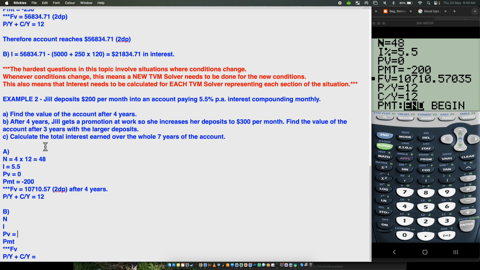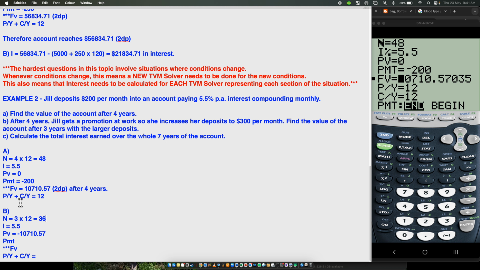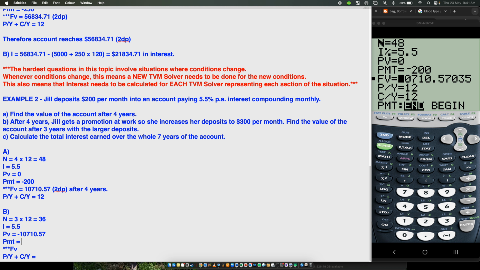So PV, how much did Jill get the account to after 4 years? 10 grand, $710.57. But where is this money right now? Is that in Jill's pocket or is it in the bank? So it needs to be negative, okay? Interest rate. You didn't say anything about the interest rate changing. N is going to be 3 years times 12, which is 36. We're trying to work out how much it's going to be when she's paying more. What is that more? She's paying $300 per month. FV is equal to, and PY and CY are still both 12.